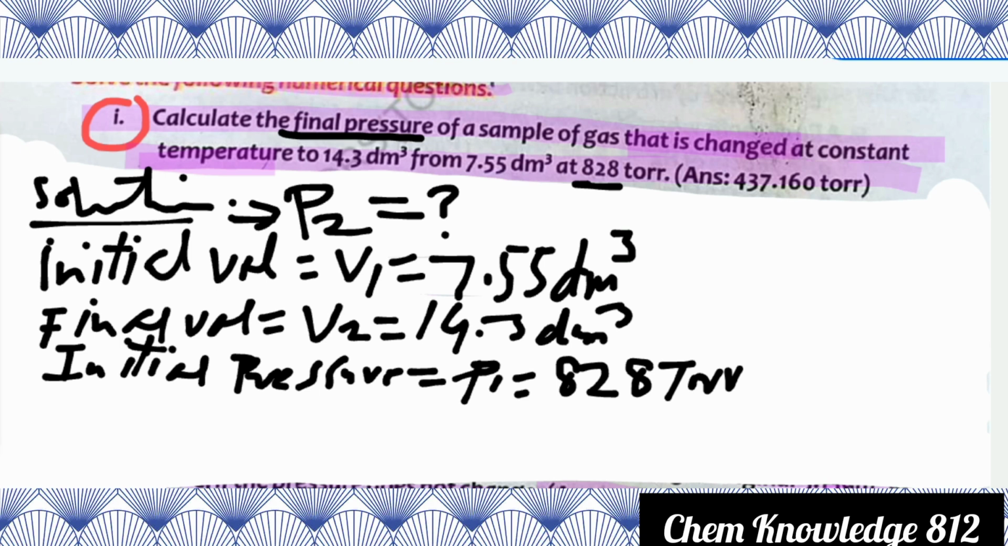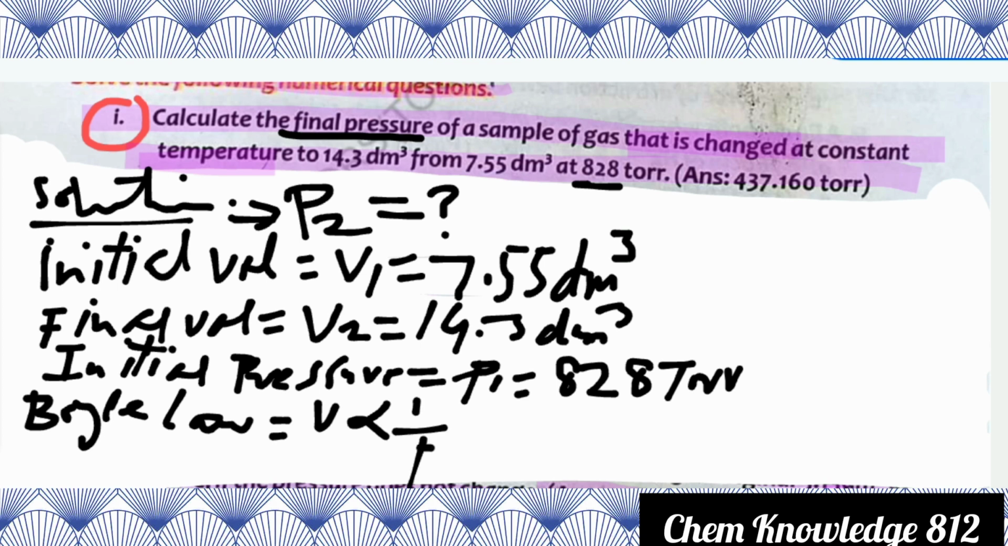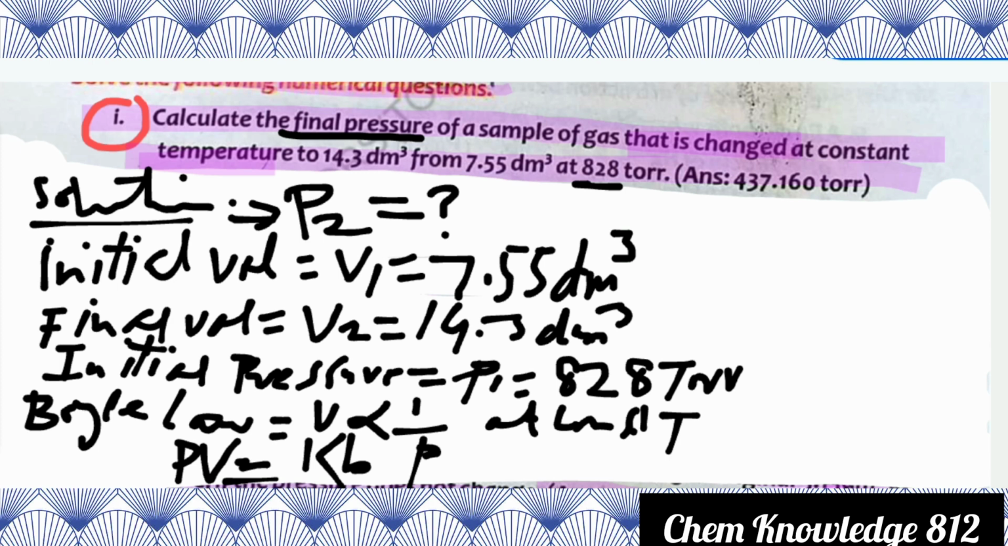Now we know that according to Boyle's law, the volume of a given mass of gas is inversely proportional to the pressure at constant temperature. So we can write that PV is equal to KB, which is the Boyle constant, and this is for one gas.